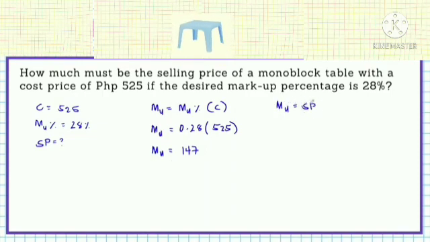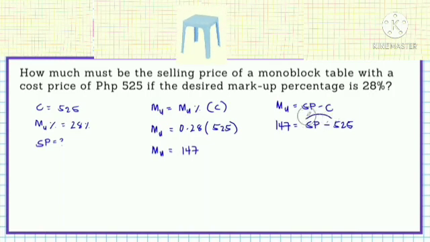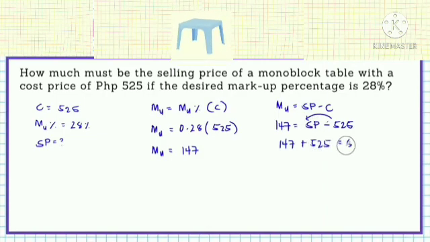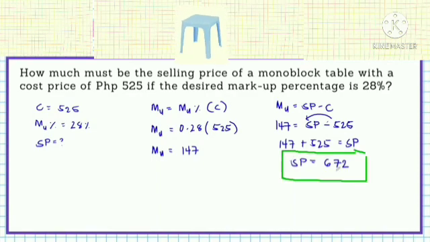Now using our markup, we can determine our selling price. Since markup is equal to the selling price minus the cost, we can use this formula. Substituting what is given, we have 147 is equal to the selling price minus 525. To solve for our selling price, we transpose negative 525 to the other side of our equation, so it becomes positive 525. Therefore, we have 147 plus 525 equal to our selling price. Simplifying, selling price is equal to 672.